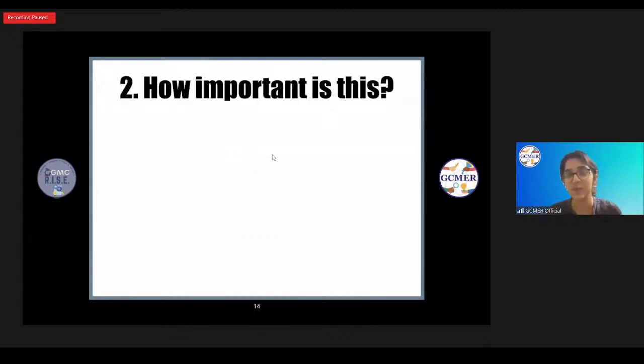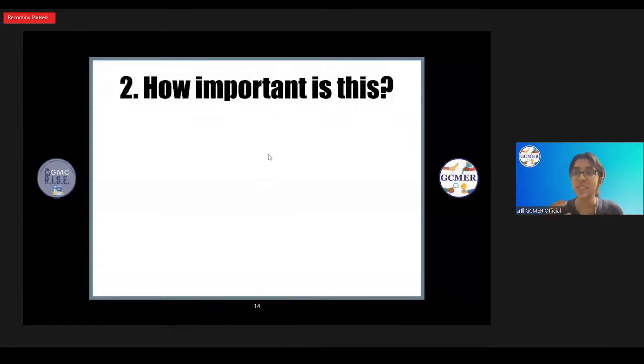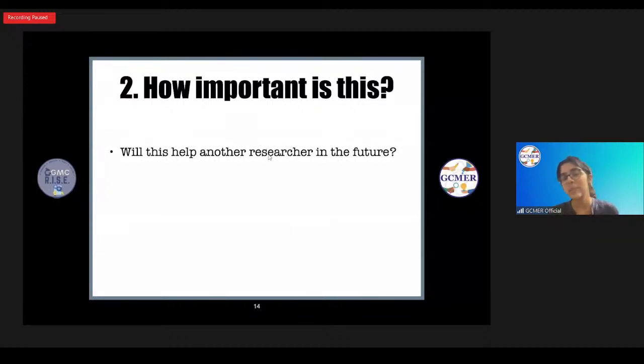But it's useful. So now the next question after doing the literature search is, how important is this, right? Because if it's not important, it's not going to be unique, right? Even if it is unique, if it is unimportant, nobody is going to care about your research, because you can research the most mundane things here and there, but that doesn't make your research good, right? So it needs to be important. So the question you need to ask is, will this help another researcher in the future? And this question seems very simple, but at the same time, it can help you make a lot of decisions in your research.